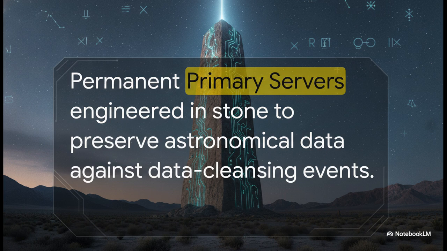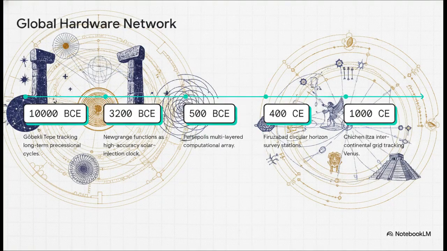These were permanent primary servers engineered entirely in stone. By aligning massive megaliths perfectly with the stars, they could permanently freeze high-density astronomical data into the landscape itself. This protected their scientific findings against inevitable data cleansing events, things like floods, massive fires, or wars. Now, what's really interesting about this timeline is the sheer multi-millennial scale of these global hardware deployments.